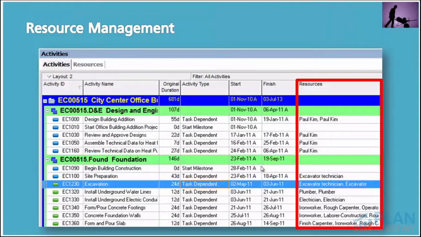Most of us are familiar with the concept of assigning resources to activities inside a Primavera P6 schedule. But is that all there is to resource management in Primavera? Evidently not. There's lots more, like this.